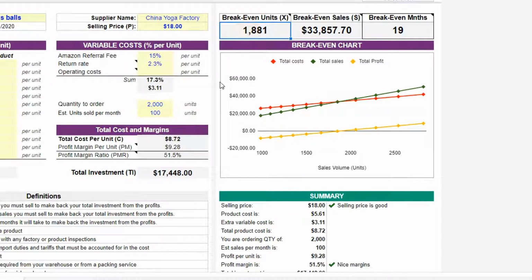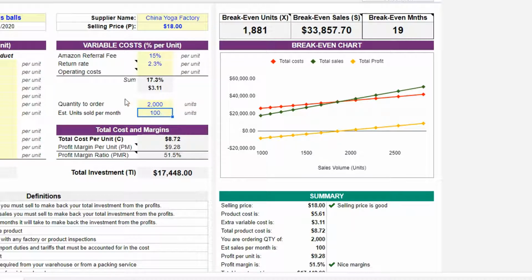And that means I only have to sell 1,881 units to break even. So the remaining 120 units or so is going to be pure profit. This is going to mean I need to sell 33.8K dollars of sales, and it's going to take me 19 months if I assume that I sell 100 units per month.